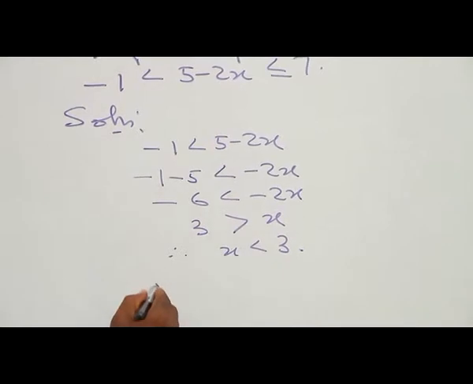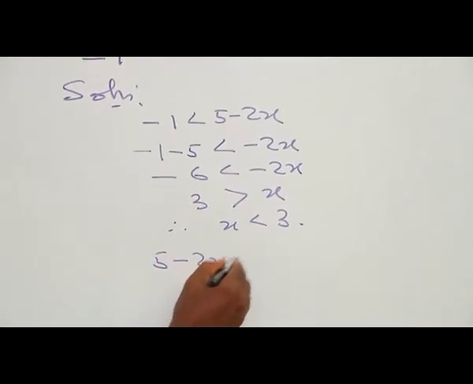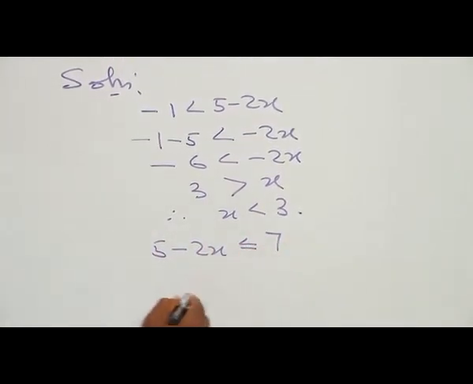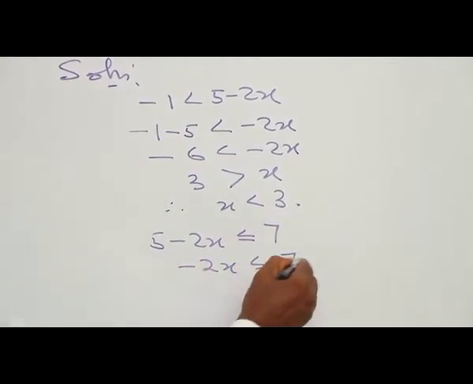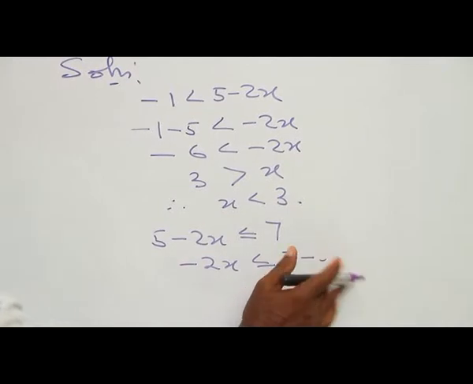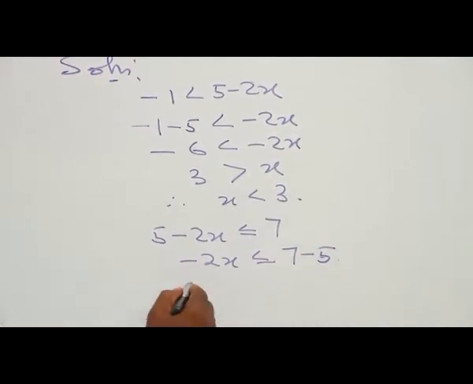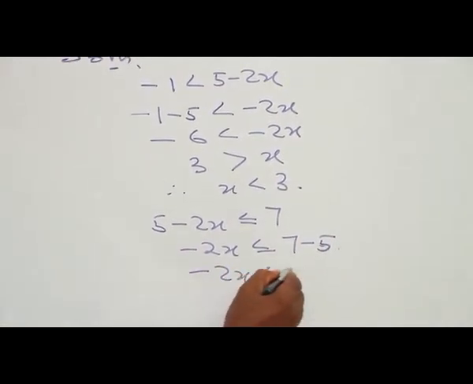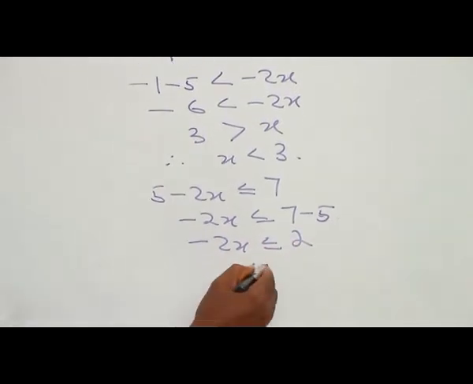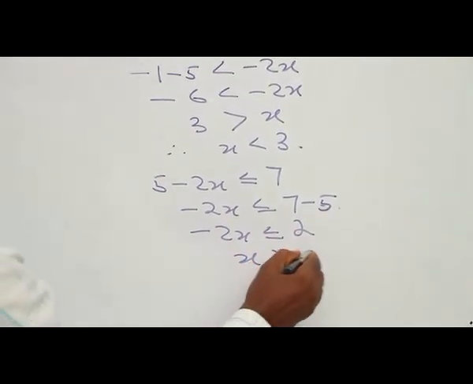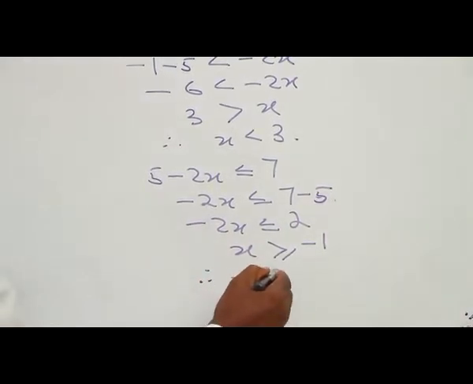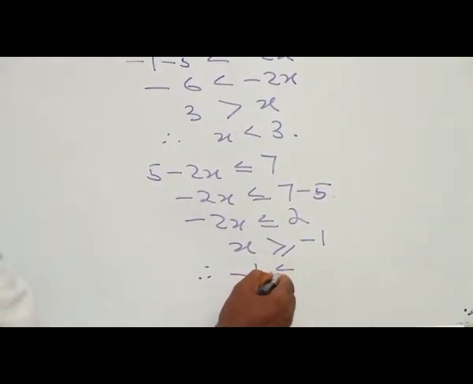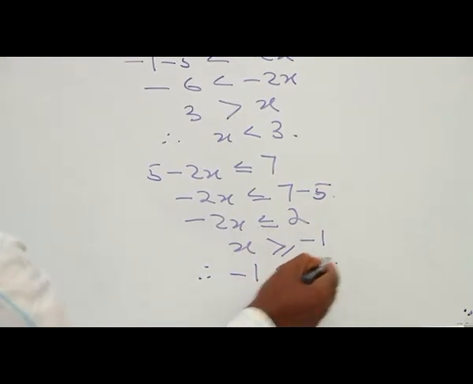You take the second part, 5 - 2s is less than or equal to 7. And of course, -2s is less than or equal to 7 - 5. And so, -2s is less than or equal to 2, giving you s greater than or equal to -1. In other words, our -1 is less than or equal to s.